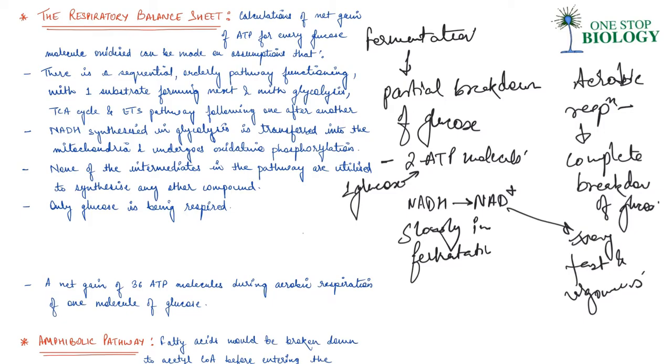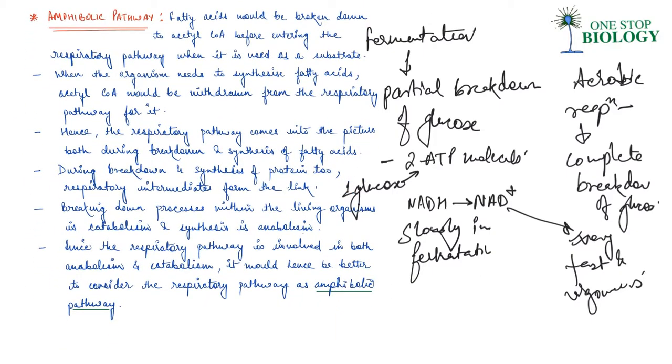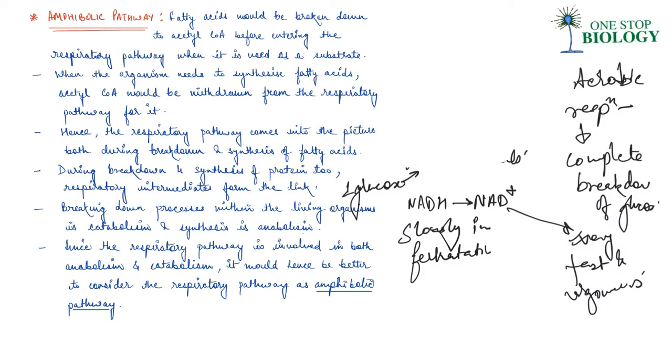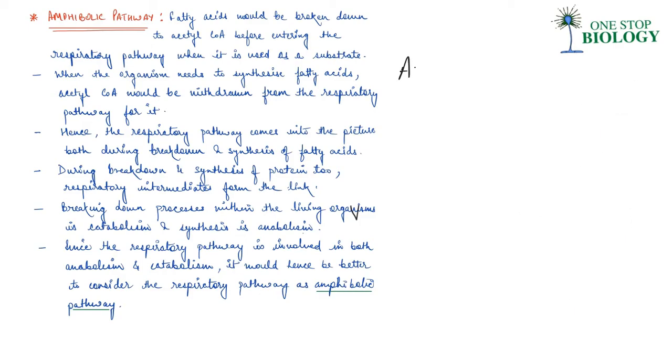Now let's understand why this process of respiration is known as the amphibolic pathway. Basically, the amphibolic pathway is the pathway which involves breakdown as well as synthesis of molecules. So both the things are happening, anabolism and catabolism. So amphibolic is basically anabolism plus catabolism.